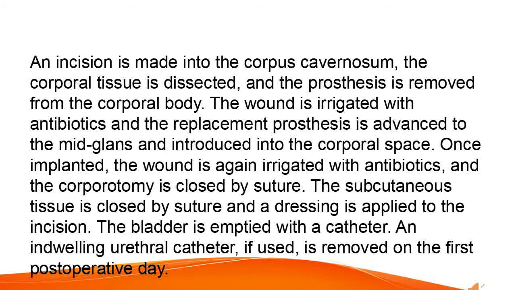An incision is made into the corpus cavernosum, the corporal tissue is dissected, and the prosthesis is removed from the corporal body. The wound is irrigated with antibiotics and the replacement prosthesis is advanced to the midglands and introduced into the corporal space. Once implanted, the wound is again irrigated with antibiotics, and the corporotomy is closed by suture. The subcutaneous tissue is closed by suture and a dressing is applied to the incision. The bladder is emptied with a catheter. An indwelling urethral catheter, if used, is removed on the first postoperative day.